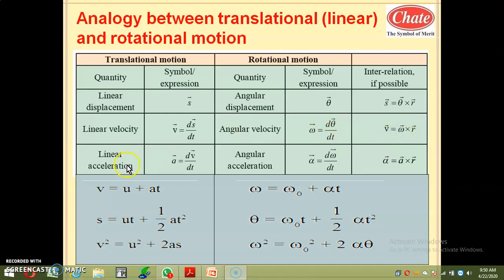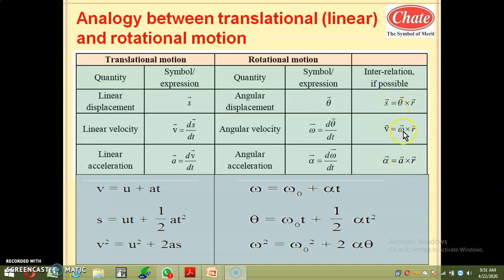Now the relation between linear acceleration and angular acceleration. Linear acceleration is a equals dv by dt, whereas angular acceleration is alpha equals d omega by dt. What is the relation between a and alpha? That is a equals alpha cross r. Here, a slight mistake: a equals alpha cross r. This is a vector. a equals alpha cross r.